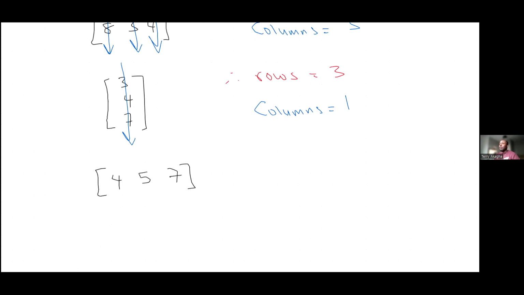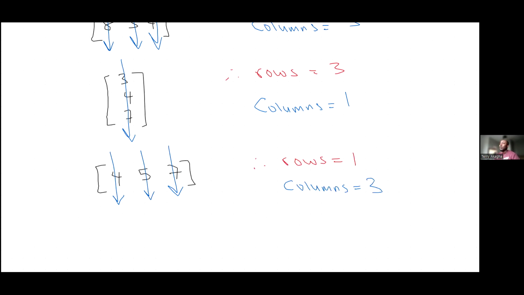All right, so 4, 5, 7. How many rows do we have here? We just have 1 row. Okay, you have only 1 row. Now, how many columns do we have here? So we have 1, we have 2, and we have 3. Are you seeing it? So that means in this case, we have 3 columns. Good.